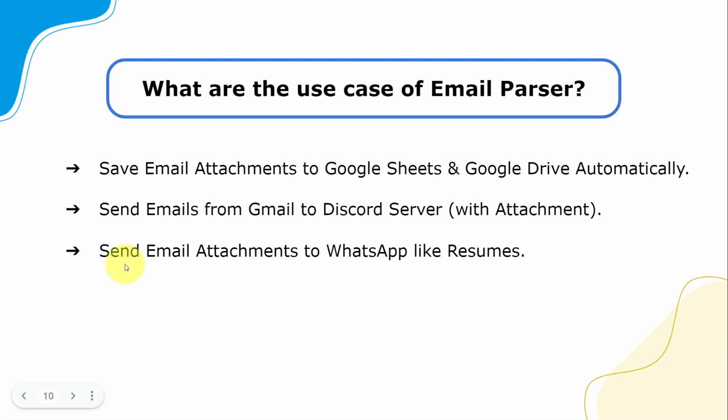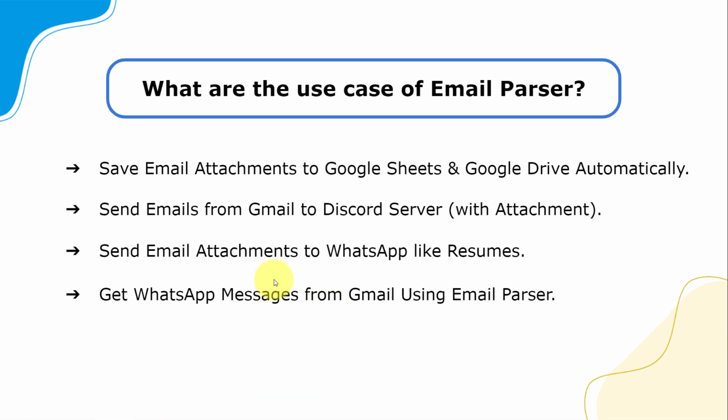Third use case we have is send email attachments to WhatsApp, like resumes. Assume that on your Gmail account you are receiving a lot of resumes which you want to receive on your WhatsApp number. That is also possible with this email parser. Basically, you can extract the email data using email parser and forward it to different applications like WhatsApp or Discord or Google Sheets or Google Drive. So I hope you have understood what I am trying to explain to you.